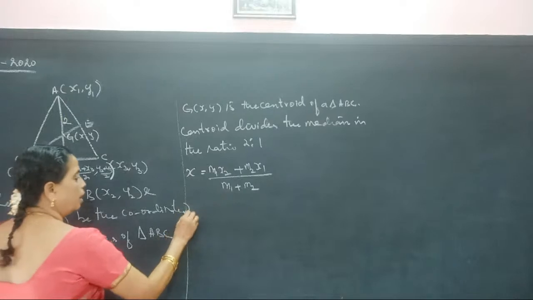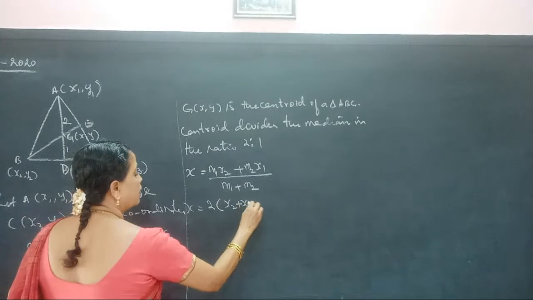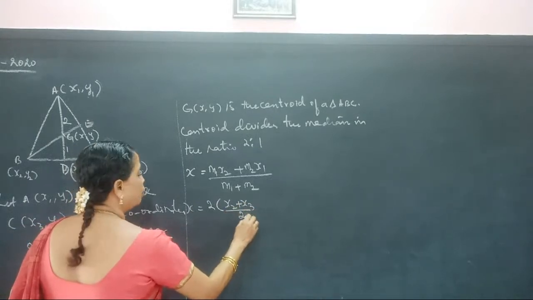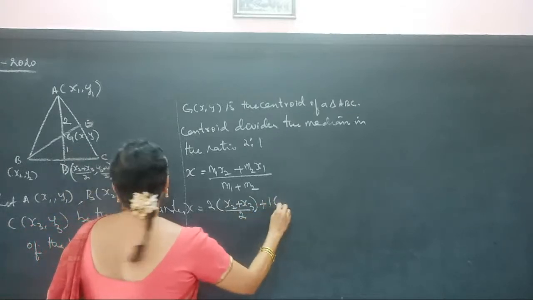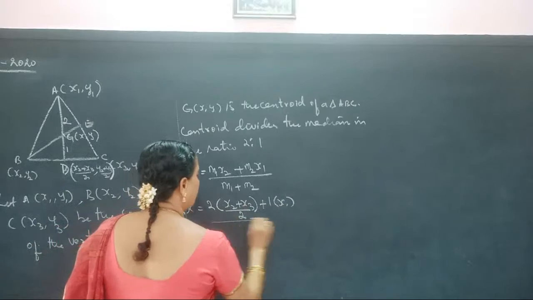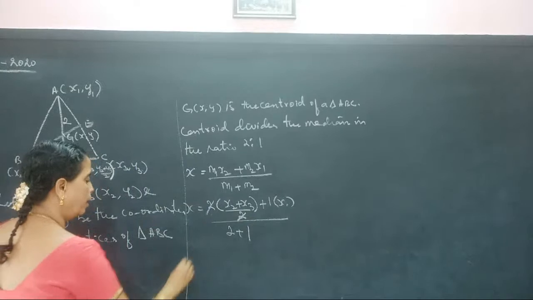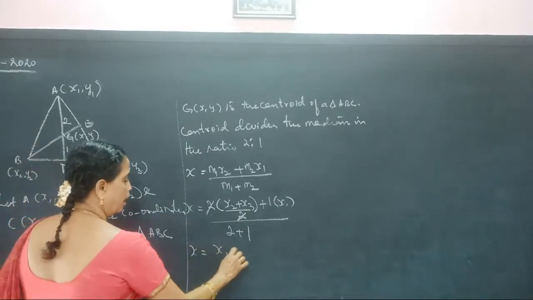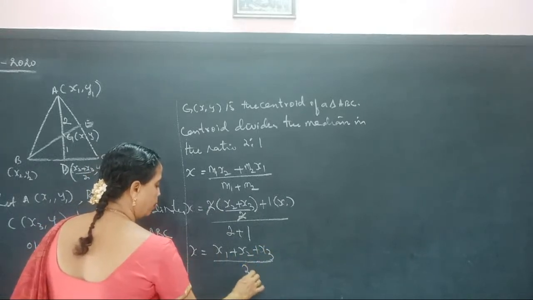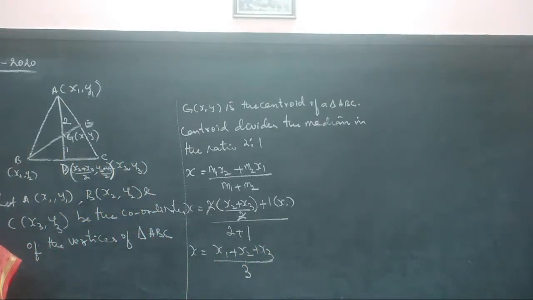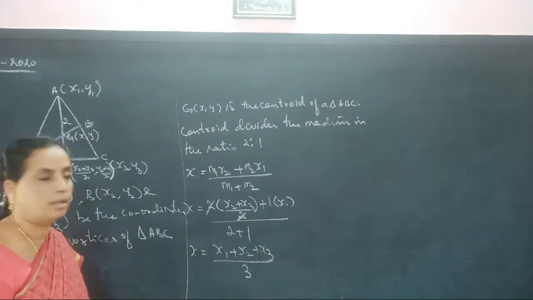So we have x equals 2 into x2 plus x3 by 2, that is 2x2 plus 1 into x1 by 2 plus 1. If I cancel this, what do you get? X equals x1 plus x2 plus x3 by 3. This is how we can find out the x value of the coordinate of the centroid.